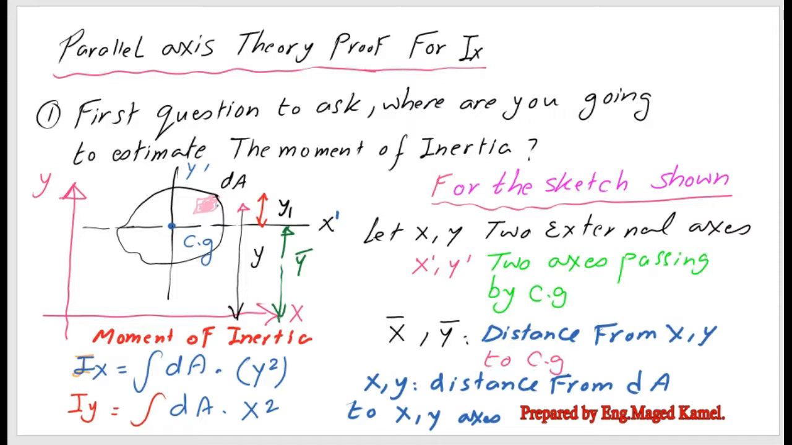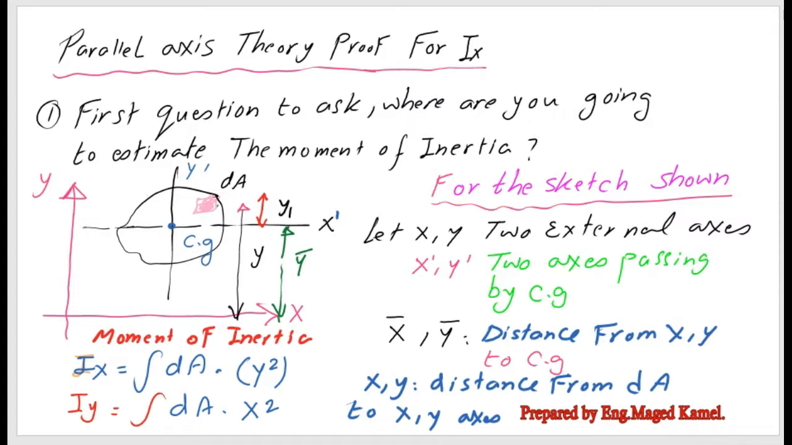From the sketch shown, let x and y be two external axes, while x dash and y dash are two axes passing by the CG. If we are going to estimate the moment of inertia, for example, about the x-axis, we need the vertical distance, as we see, from the CG of the small infinitesimal area dA. This y can be estimated as the sum of two components.